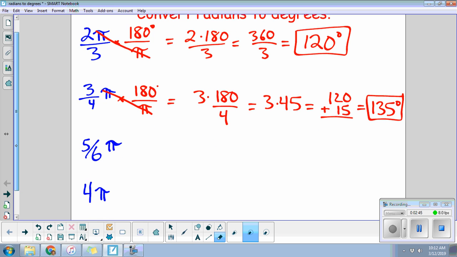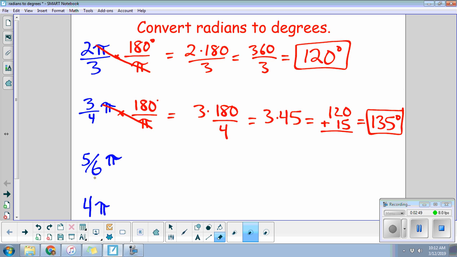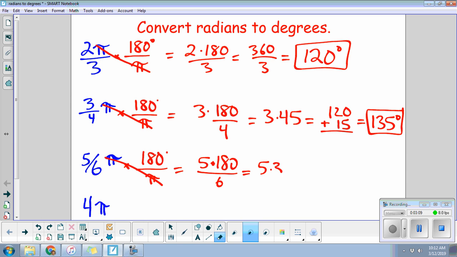Now we have 5/6 pi, so I'm just going to use the same strategy. And again, it doesn't matter how the fraction's written or where the pi is. I'm going to cancel out the pi radians, introduce degrees into the problem. The pi's cancel out. Now I have 5 times 180 divided by 6. I think 180 divided by 6 would be the easier part. That gives me 30 degrees. So now I have 5 times 30, and that gives me 150 degrees.